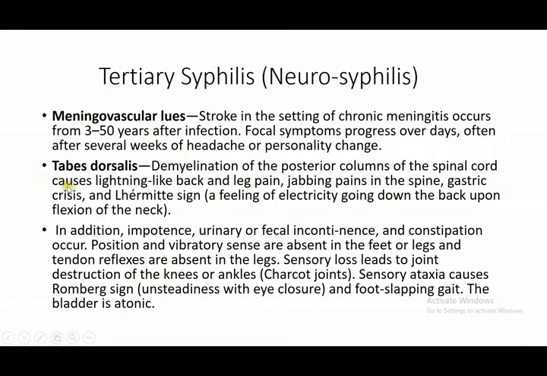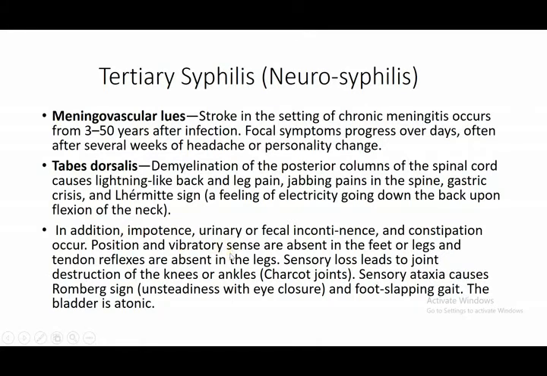Tabes dorsalis is basically demyelination of the posterior columns, the ascending sensory columns of the spinal cord, and therefore causes various sensory symptoms like lightning leg pains, jabbing pains in the spine, gastric crises, and Lhermitte's sign, which is a very important sign of demyelination, whether in tabes dorsalis or in multiple sclerosis. It is a feeling of electricity going down the back upon flexion of the neck. In addition, the patient may report impotence, urinary or fecal incontinence, and constipation.